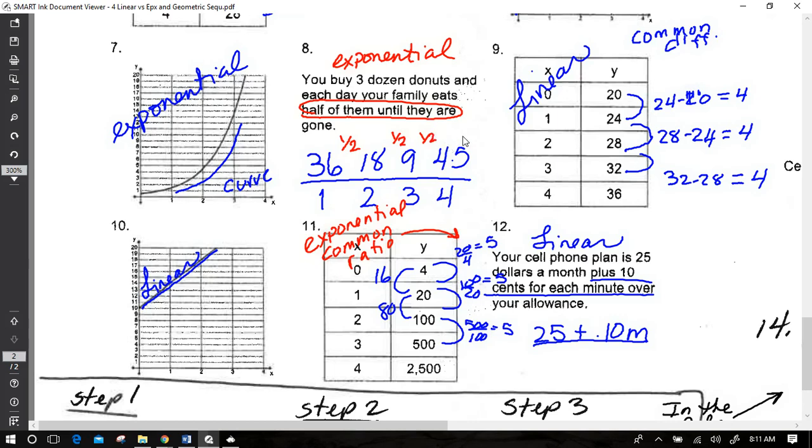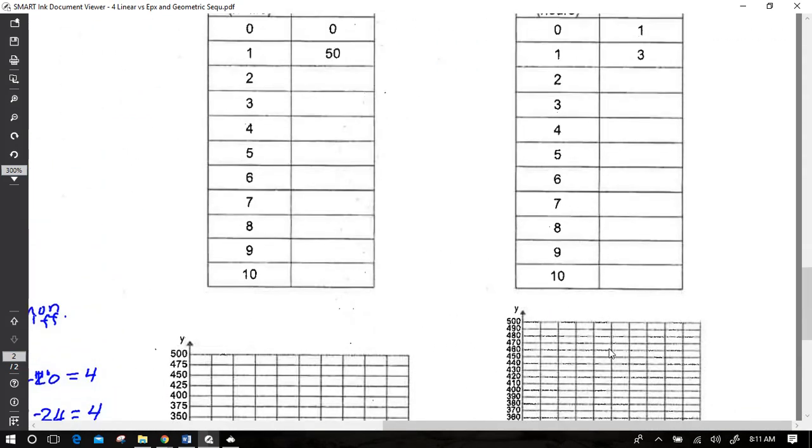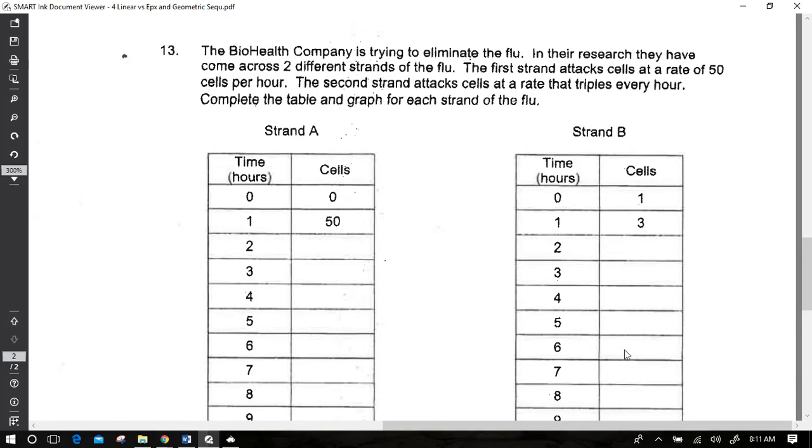Now let's go look at our example number 13 over here. And let's try not to get too crazy with everything going on. This example is one that I've been using for several years, okay? This is comparing a biohealth company trying to eliminate the flu. In their research, they have come across 2 different strands of the flu. The first strand attacks cells at a rate of 50 cells per hour, and that is strand A.